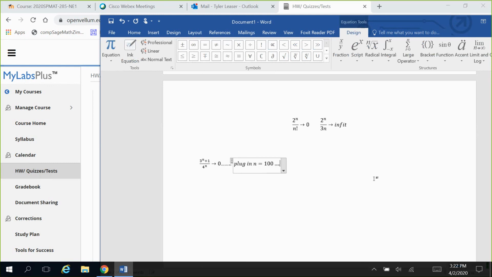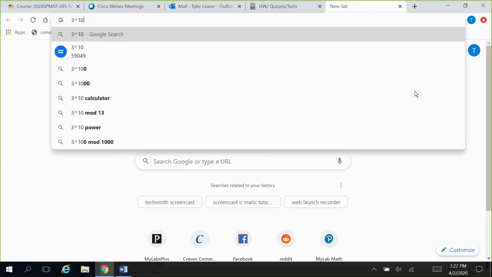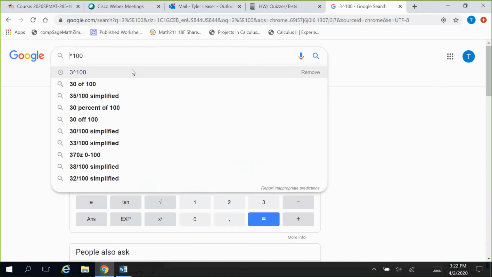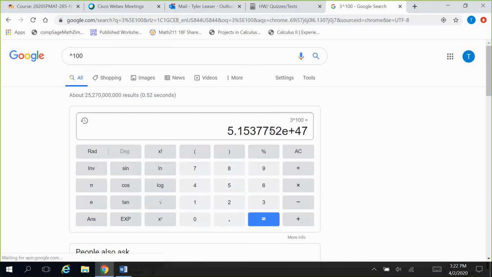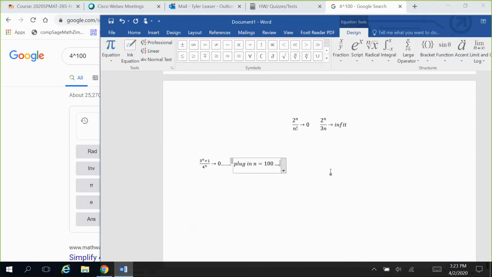So I don't have a calculator in front of me, in the computer. So 3 to the 100 power, some awfully big number, and then 4. So this is to the 47th power. This is to the 60th power. All right, so you're going to get the top number is something times 10 to the 47th, right?